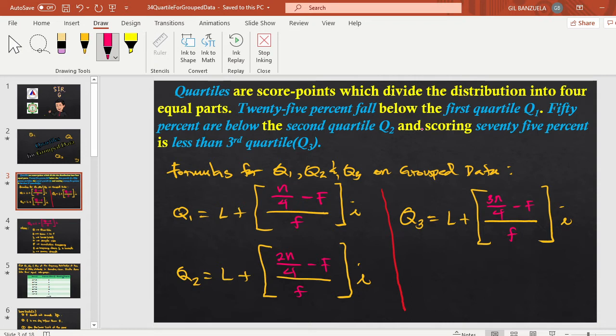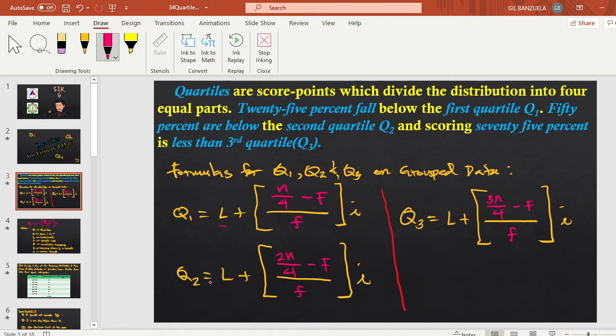Alright, so the formulas for quartile 1, 2, and 3 on group data are as follows. Q sub 1 is equal to the true lower limit. I'll explain later how we are going to get the true lower limit. Then plus a quantity of the sample size all over 4 minus the cumulative frequency all over the frequency where the lower limit is located, and of course I for the interval.